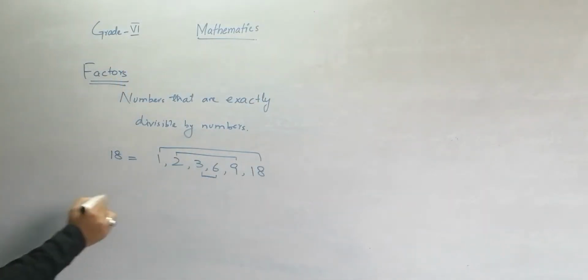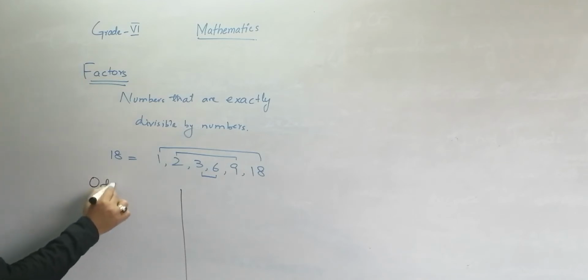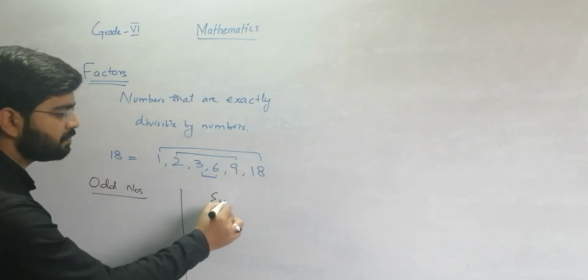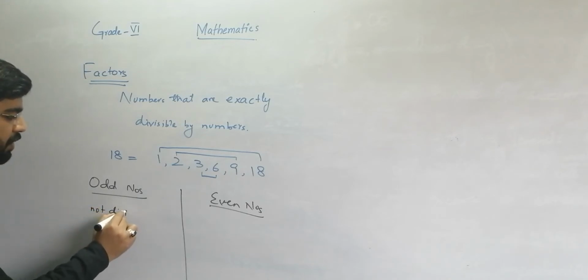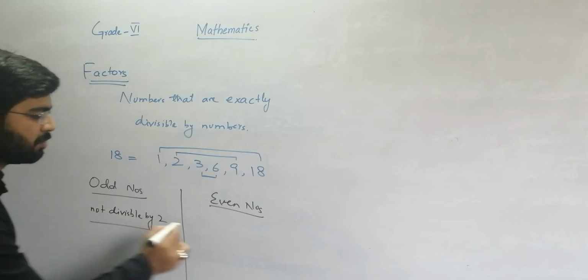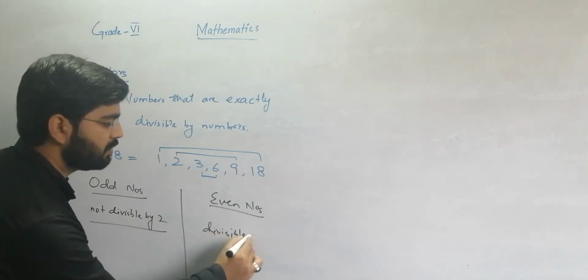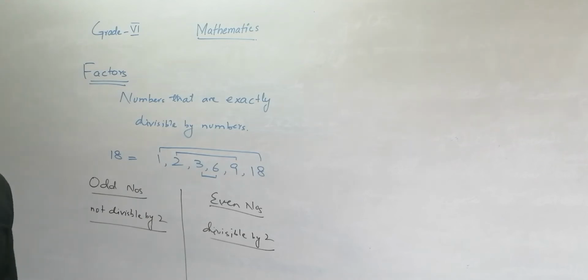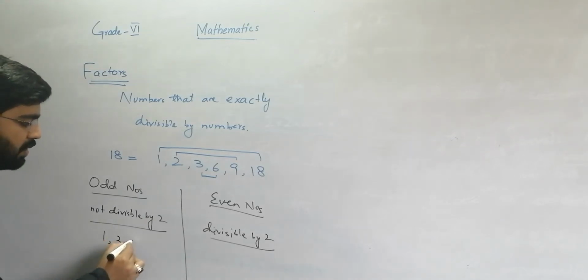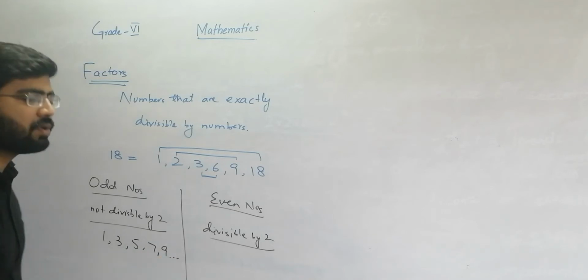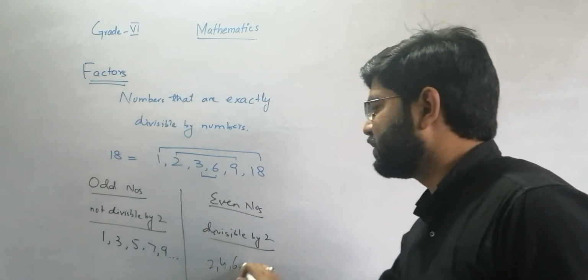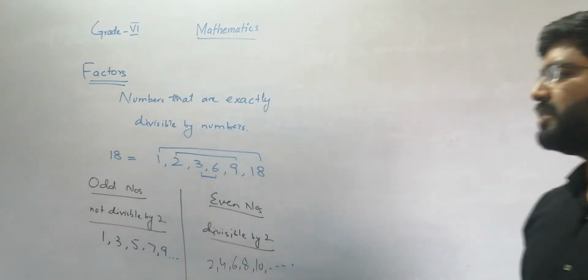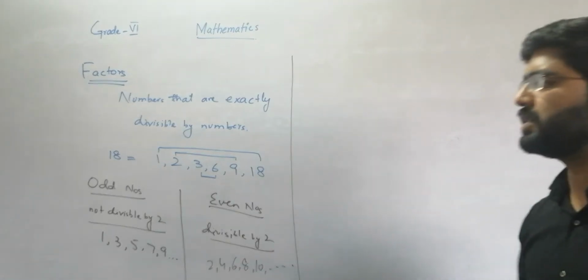Moving on to types of numbers, which are odd numbers and even numbers. The numbers which are not divisible by 2 are called odd numbers. And the numbers which are divisible by 2 are called even numbers. Examples of odd numbers are 1, 3, 5, 7, 9 and so on. And examples of even numbers are 2, 4, 6, 8, 10 and so on. So in this way we can differentiate between even numbers and odd numbers.